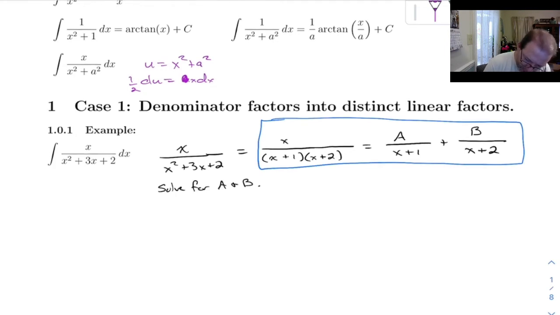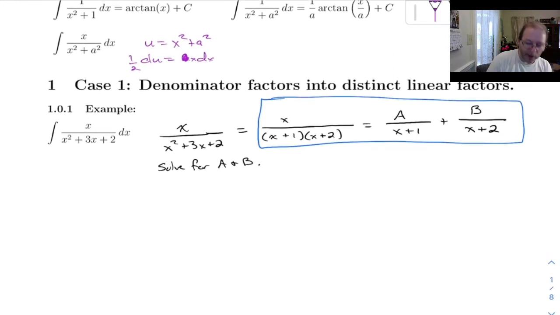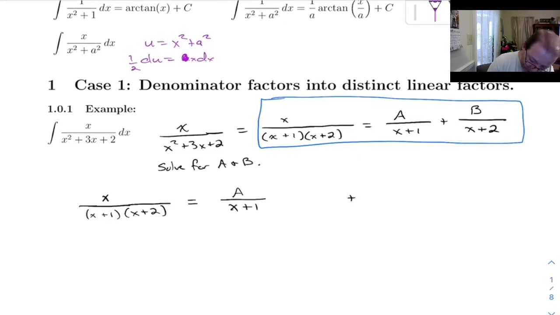You take the full equation there, x. This is the first one, so I'm going to write out all the steps. x over x plus 1, x plus 2 equals a over x plus 1, skip some space, plus b over x plus 2. And now what I'm going to do is multiply everything through by this denominator over here. So I'm going to multiply everything by x plus 1, x plus 2.